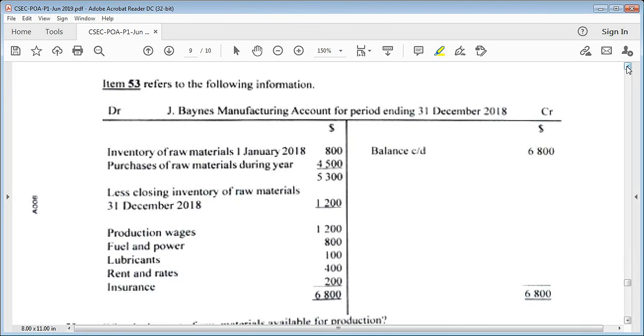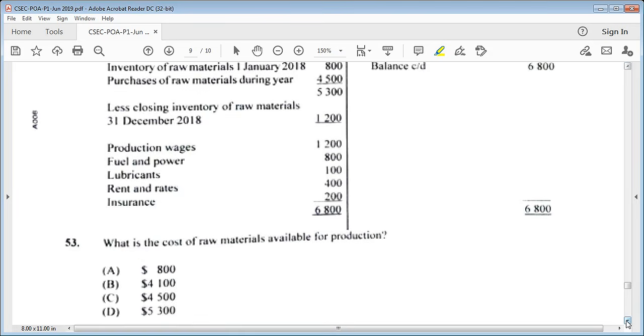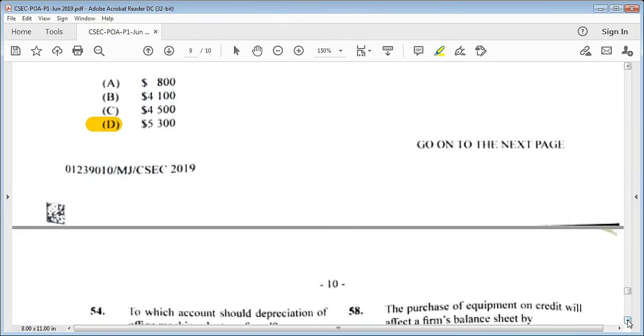Production wages, $1,200. Fuel and power, $800. Lubricants, $100. Rent and rates, $400. And insurance, $200. We have a total of $6,800. What is the cost of raw materials available for production? A, $800, B, $4,100, C, $4,500, or D, $5,300. We know right here would be our cost of raw materials. So 5,300. Let's go on to 54.